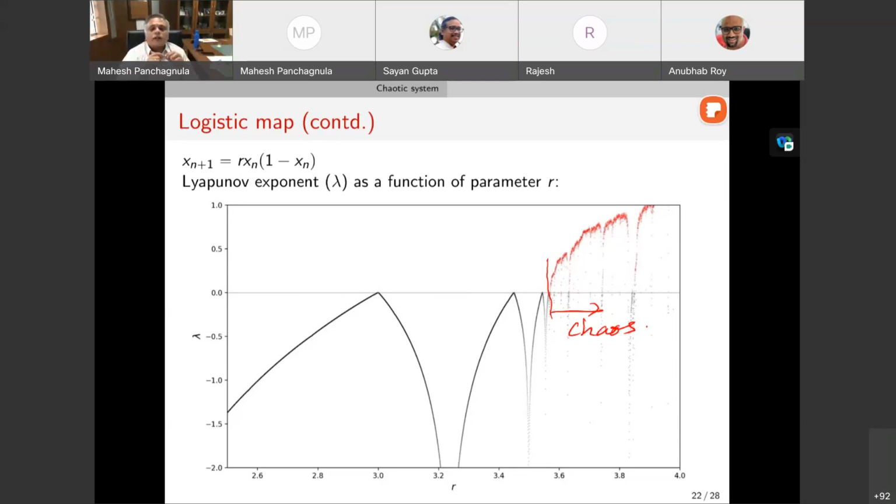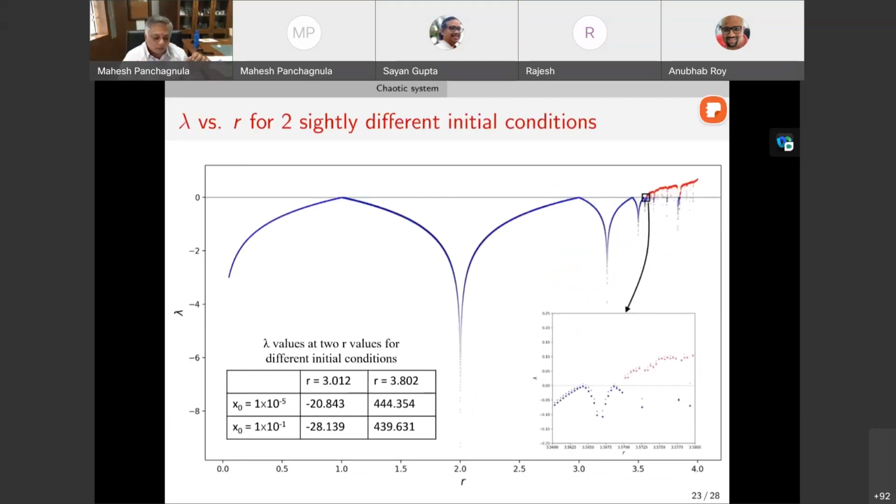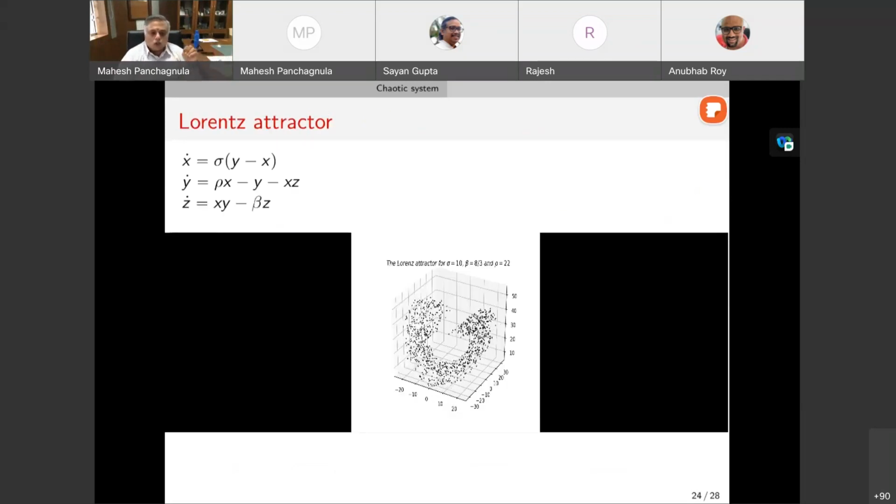And however small delta naught is, these trajectories will diverge exponentially. So just to show you that this works, if I took different initial conditions, it makes no difference to lambda. I can start with whatever initial condition. Where lambda becomes positive, lambda does show a positive value. And where it does not, you can see this being negative.